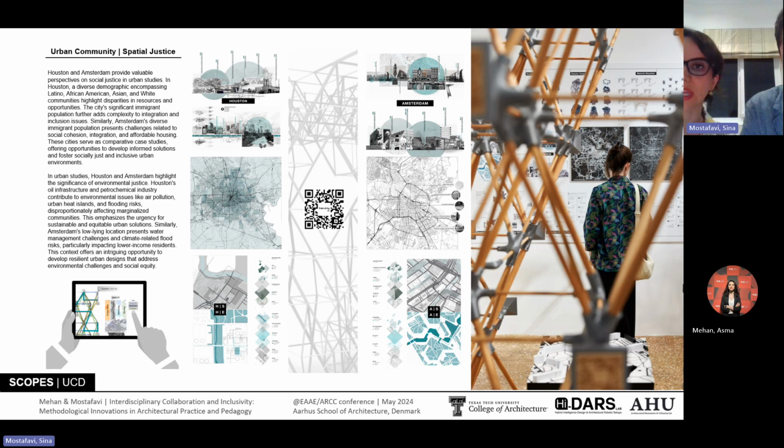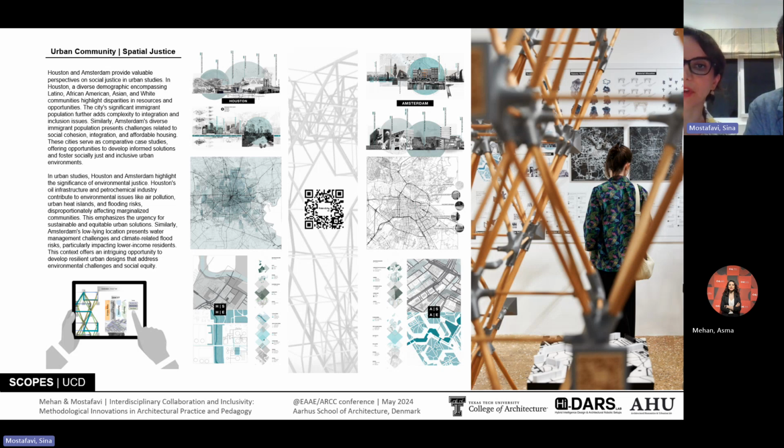In the case of Houston, the oil and petrochemical industries have significant environmental repercussions, such as air pollution, urban heat islands, as well as increased flooding risks. These consequences predominantly affect marginalized and underrepresented communities, highlighting the acute need for more resilient and sustainable urban interventions that address both environmental and social injustices.